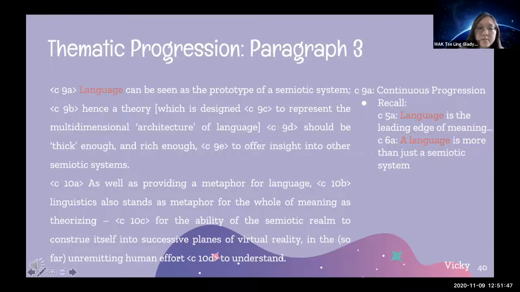While I'm focusing on how a text is progressing based on theme and focus, I will let Gladys and Alphys talk about the interrelationships between every clause.